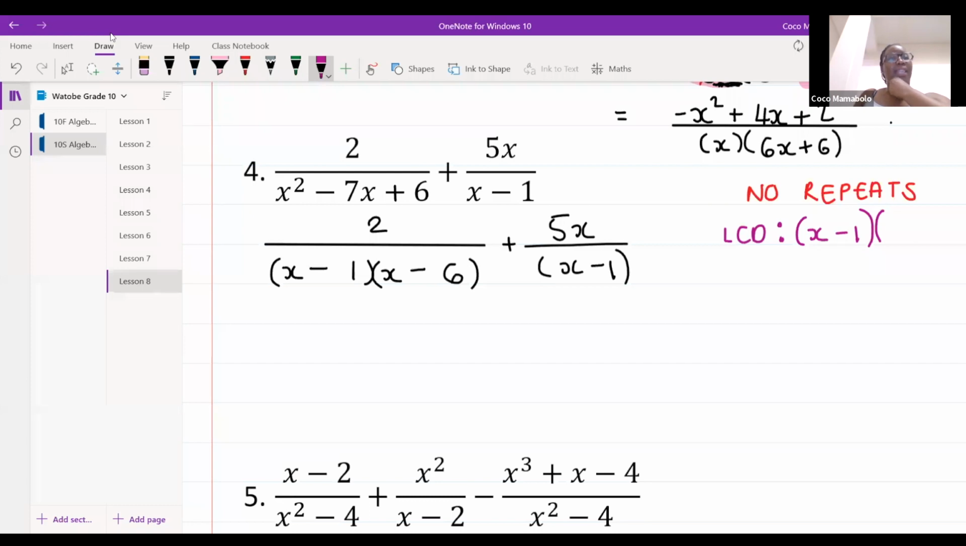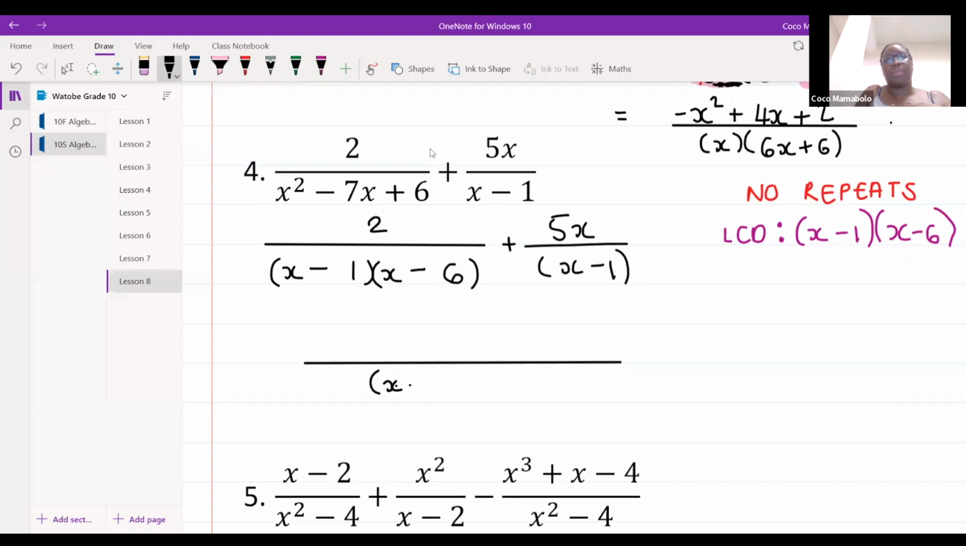Not just X. That's it, Imelda. Well done, Amy. That's what I'm looking for. X minus 6. That's missing. Okay, X minus 6 is missing. Now, that is my LCD. Now what I can do, let's do that.